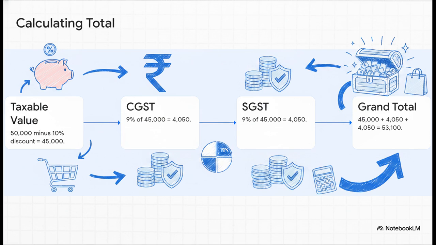Step 2, we take that 18% total GST and split it. CGST is 9%, and 9% of 45,000 comes out to 4,050 rupees. Step 3, SGST is the remaining 9%, which is naturally another 4,050 rupees. Step 4, we add the taxable value, the CGST, and the SGST together. 45,000 plus 4,050 plus 4,050 gives us exactly 53,100 rupees. And there we have it, the final amount Shrikar pays.